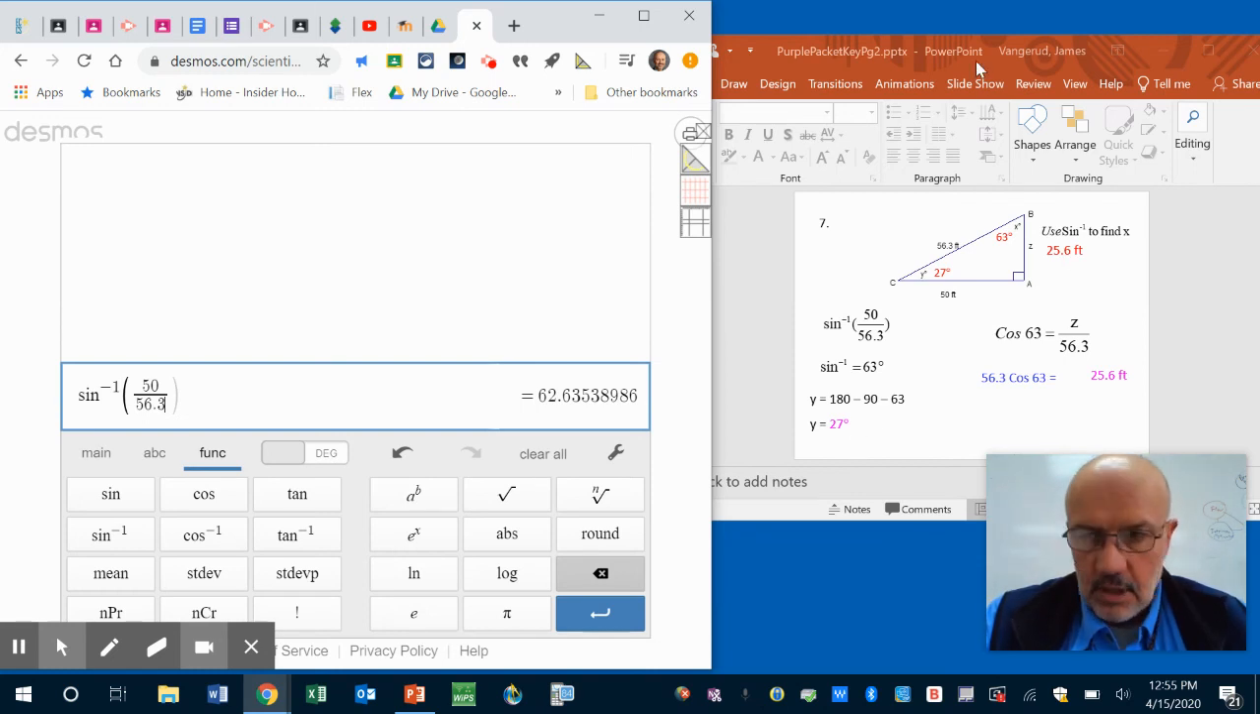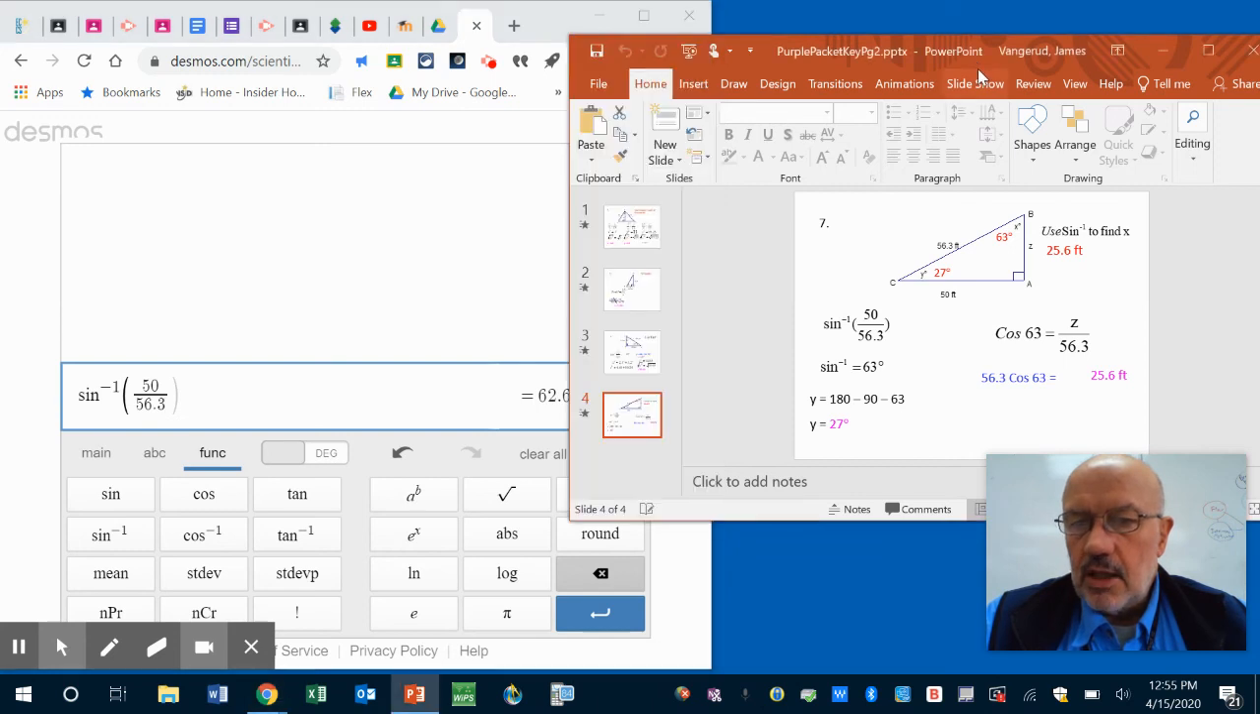All right, so let's go back to the PowerPoint. And so we have 63, 27. Now I'm finding side Z. Again, you could use the Pythagorean theorem with the side lengths. I chose to use cosine here. So that meant that I was using the 63-degree angle. I could have done sine of 27 equals Z over 56.3. I chose cosine, and that's a thing.